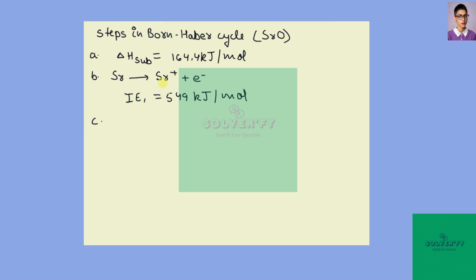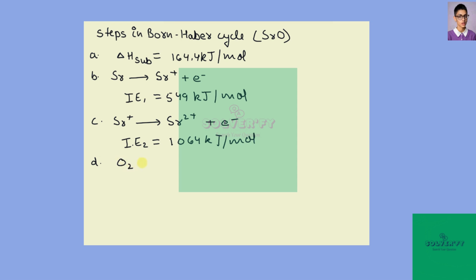And then the third part, C, is the ionization of the strontium plus ions to form strontium 2 plus ions. Here the strontium plus ion forms strontium 2 plus by releasing one electron. So the ionization energy 2 is equal to 1064 kilojoule per mole.